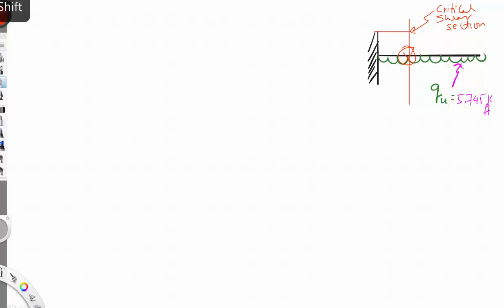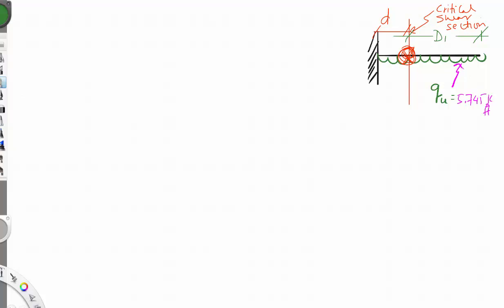A distance of D from the face of the wall. So I need to calculate the shear at this point first, and then after that compare it to the concrete shear capacity. Now first of all, I need to know what this distance is, because I will need it. And this distance, let's call it D1.